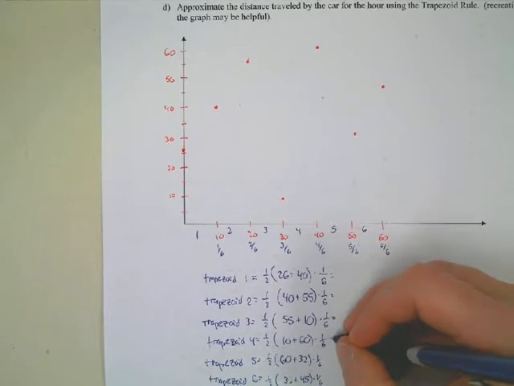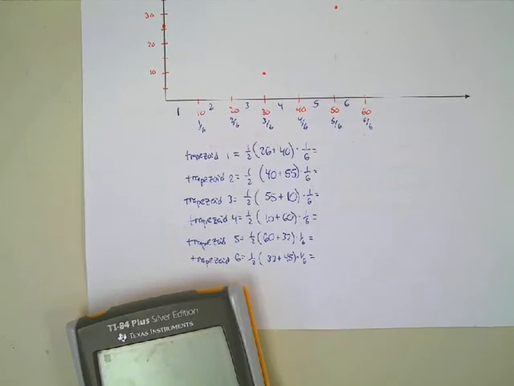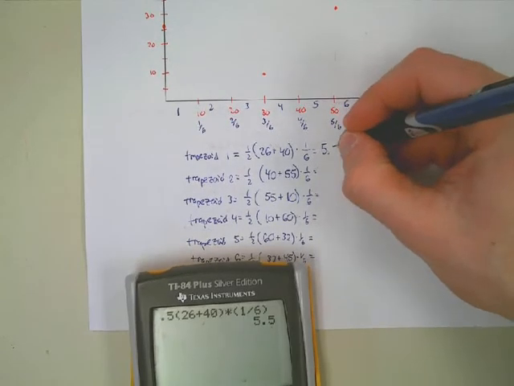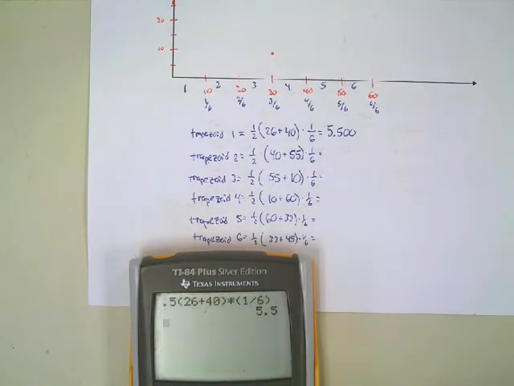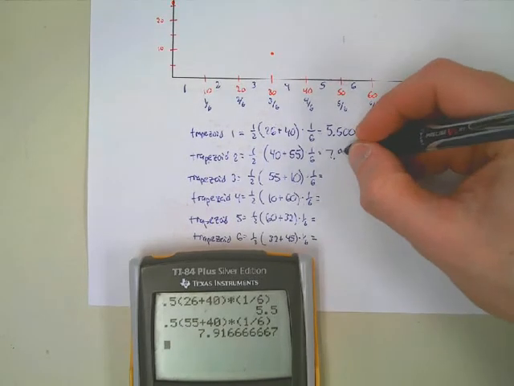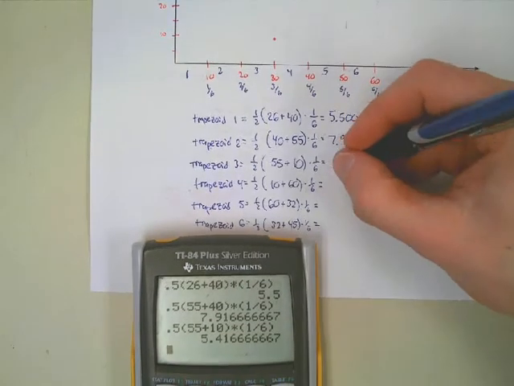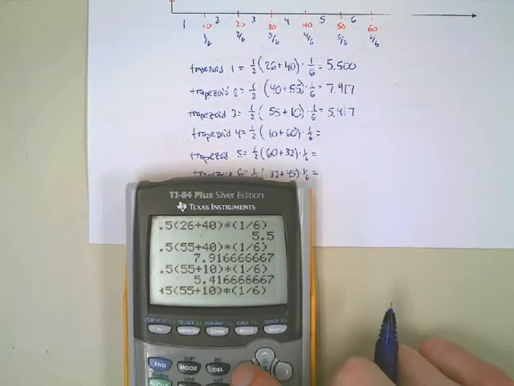Arithmetic it up. All right. What is 1/6? All right, so we get 5.5 here for the first one. 0, 0. Do you want to put that there? If you don't put zeros, they'll understand it to be zeros, right? And then for the next one, we're going to do 40 and 55. So 7.917. And then 55 and 10, 5.417. Again, if you want to truncate, you can truncate too. That's fine. It'll be a slightly different answer.